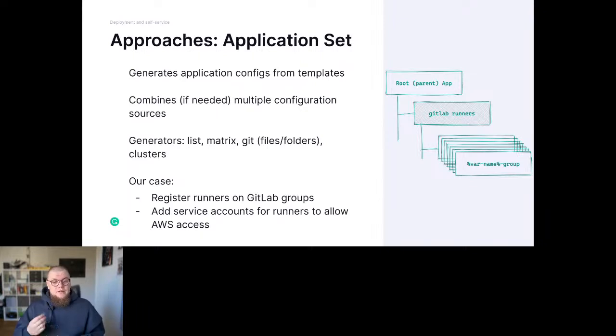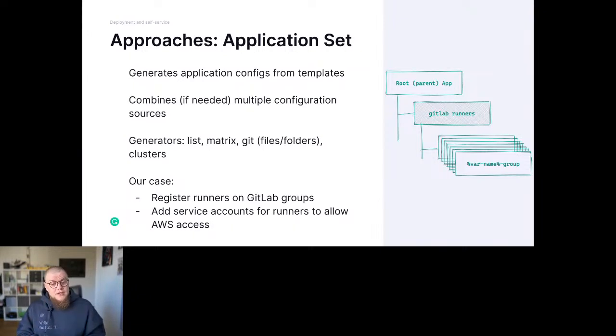Therefore, we have a dynamic set of resources here because users initiate their creation and the number of GitLab groups and AWS accounts is not static. Argo has another approach to deal with that. It is called the application set. An application set is a custom resource that generates configs from templates. It supports different methods for generating the content, for example, based on files and folders content or a list of values.